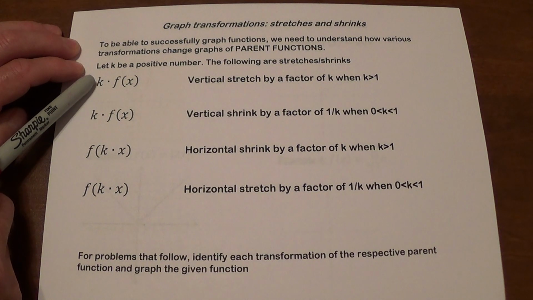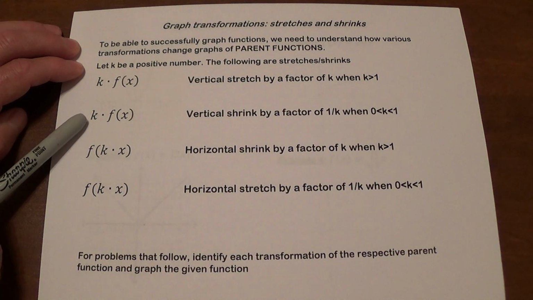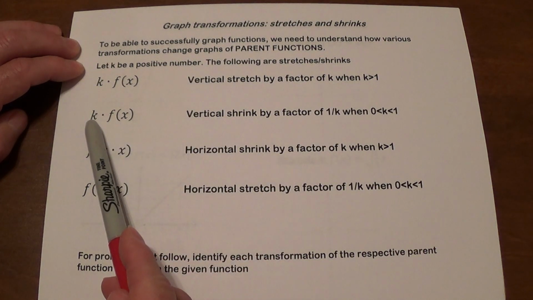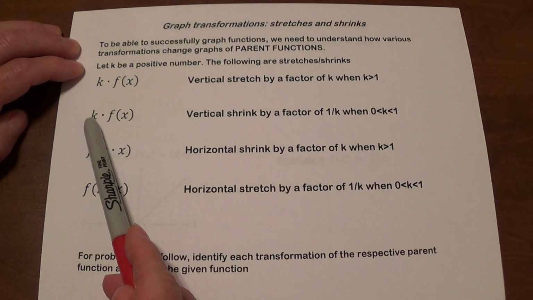So like if you multiply this by 2, it's going to stretch by a factor of 2. If you multiply by a number that is less than 1, still positive, like for example 0.5, then you're going to shrink it by a factor which is the reciprocal of the number. That means if this number here is 0.5, which is 1/2, then you're going to shrink it by a factor of 2.